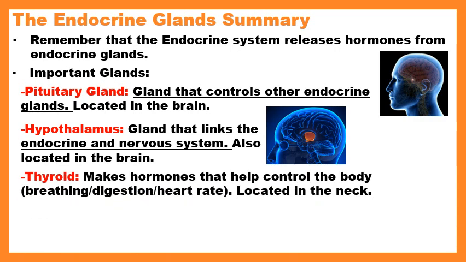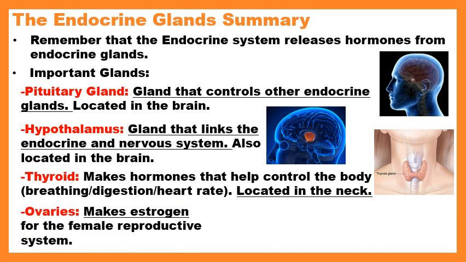Next is the thyroid. It makes a bunch of hormones that help control lots of aspects of the body: breathing, digestion, heart rate, and it's located in the neck. And if you're female, you're going to have ovaries that make estrogen for the female reproductive system. So here's an ovary, and that's basically where a woman stores her eggs. That's the function of an ovary.